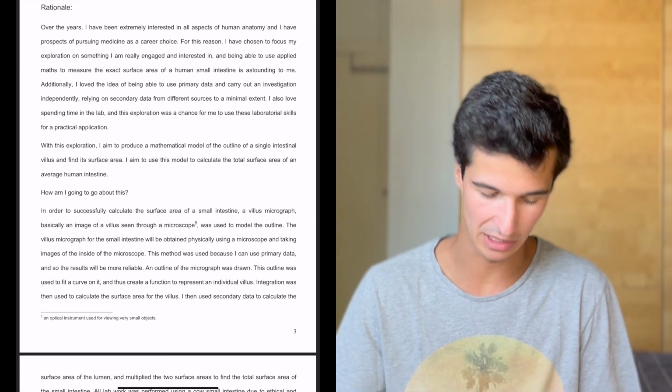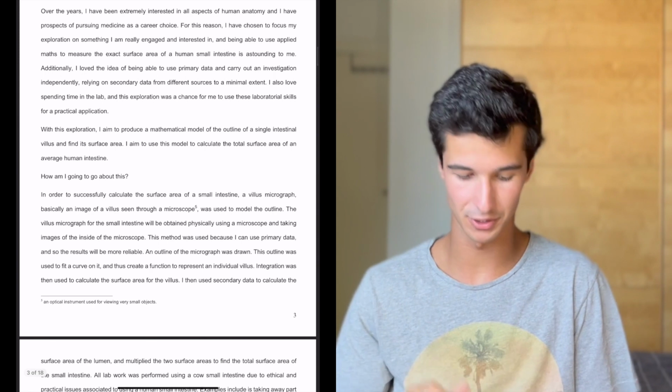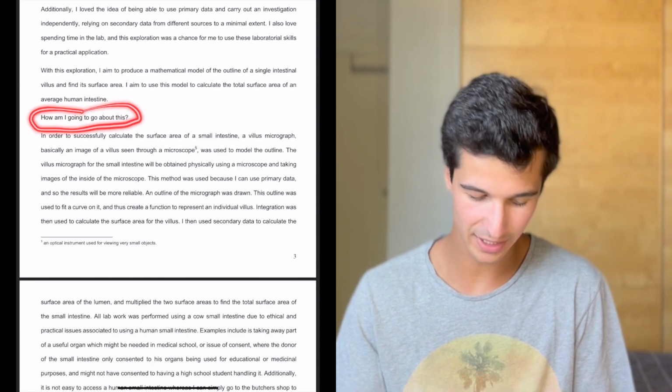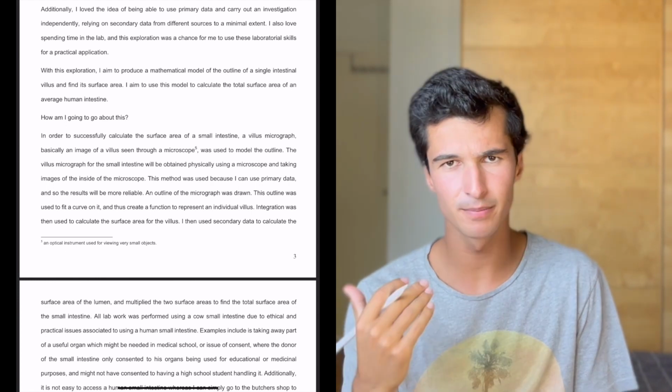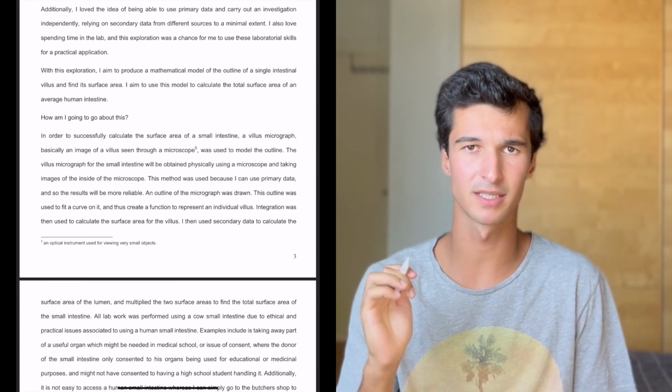So this is where the rationale comes in. You need to explain why you're interested. A single paragraph. How am I going to go about this? This is the kind of writing you want to be doing for the IA. Just very descriptive, putting your point across. This is how you score top marks in communication.